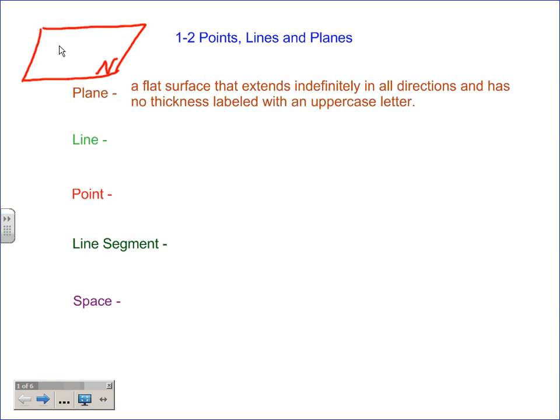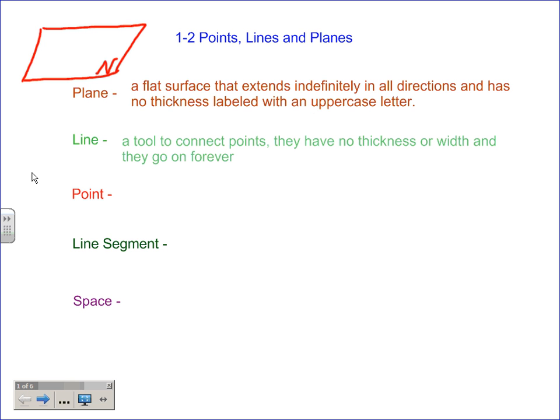A line. Would anybody like to try that one? Yes. Not bad. Pretty close. Okay. Believe it or not, a line is actually a tool to connect points. Again, no thickness or width. Does it look like they do? Yes, but no, we're going to say that there is none there. And as we were told there, they go on forever. So pretty close on the definition that you gave.